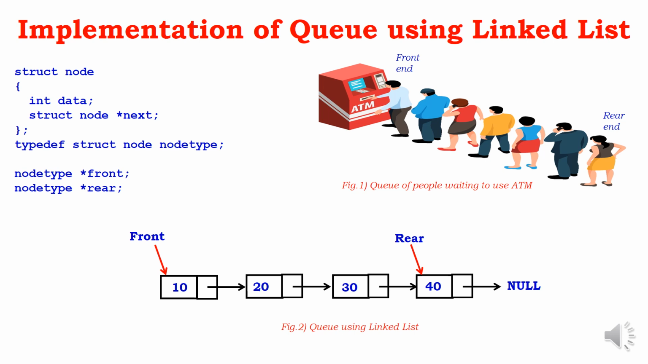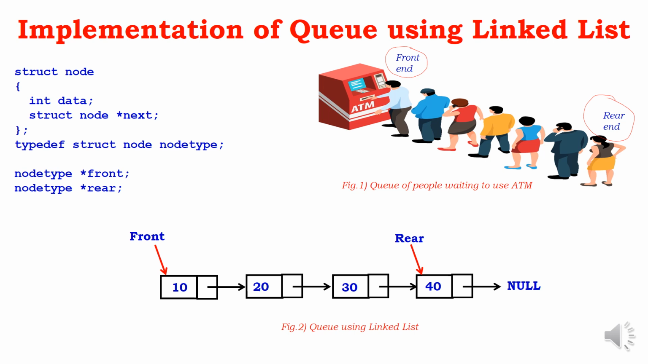A queue is an ordered collection of data items into which elements are inserted from one end, called the rear end, and elements are deleted from the other end, called the front end. A queue can be implemented using arrays and using linked lists. Now we are going to discuss implementation of a queue using a linked list.